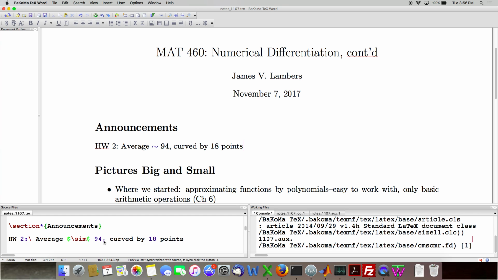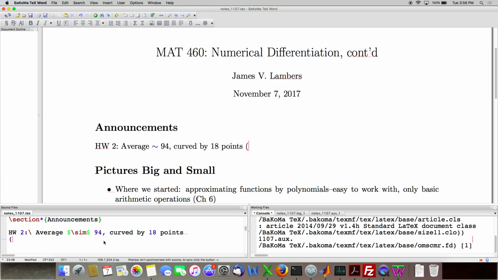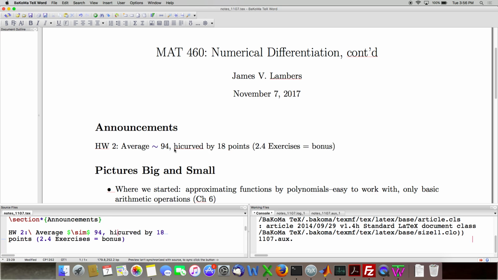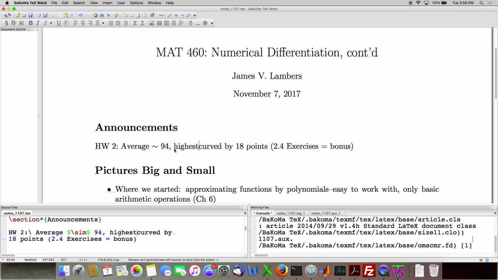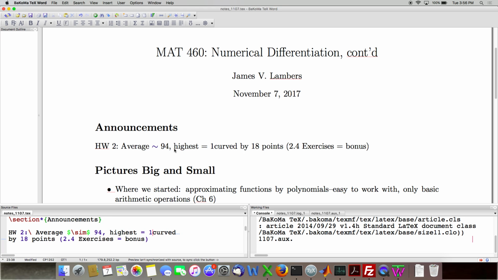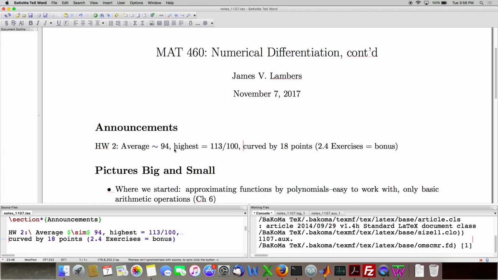Now it seems like an odd amount. I chose that amount because it had the effect of making the section 2.4 exercises equal to a bonus. And therefore it was possible to get scores of over 100. The highest was a 113 out of 100. Okay, so do you have any questions?